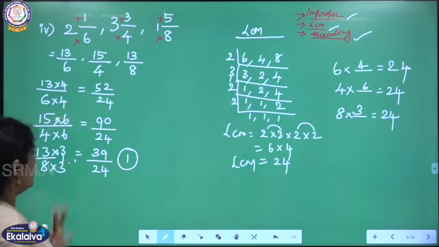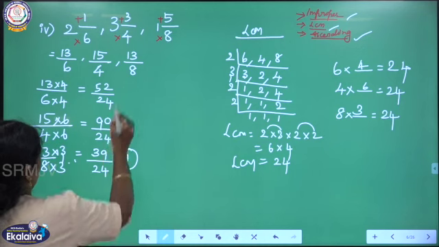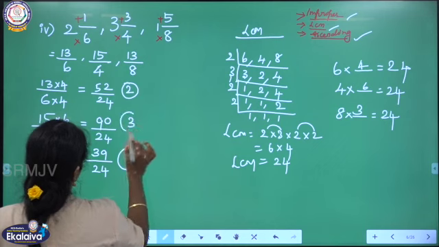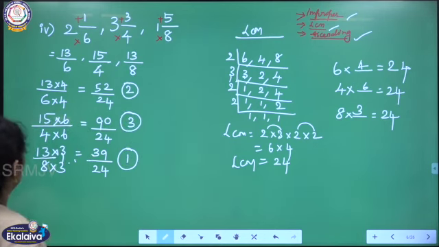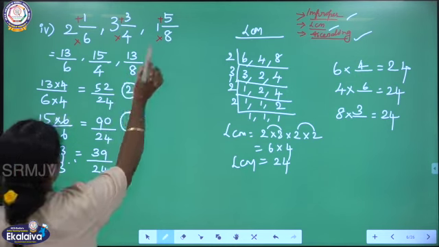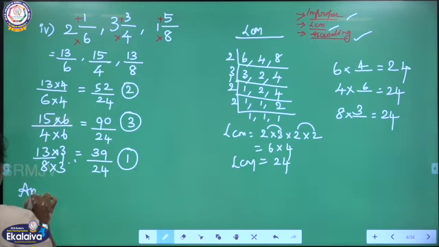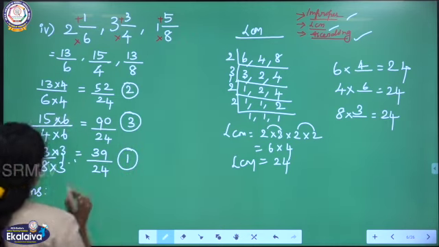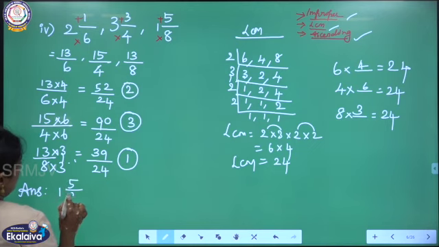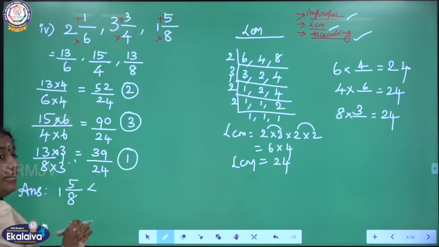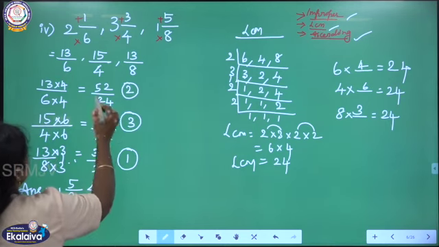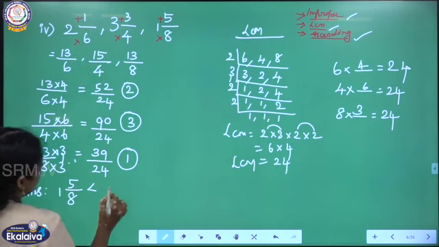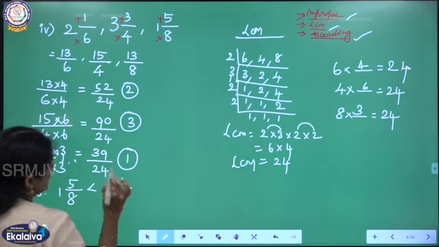So 39 by 24 is the smallest number, and 52 by 24. Next one is 90 by 24. Now see the first one, 13 by 8, you can write the answer as it is. 39 by 24 is 1 5 by 8. And for the ascending, I have to use the less than symbol. And see the second one, 13 by 6, which is 2 1 by 6. Got it?